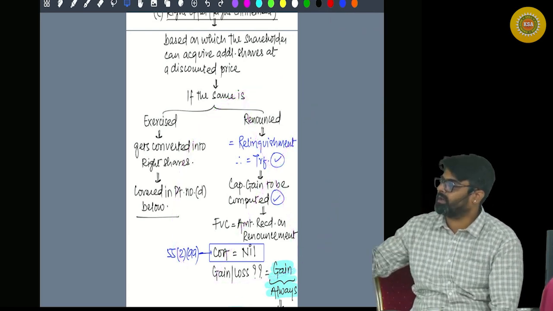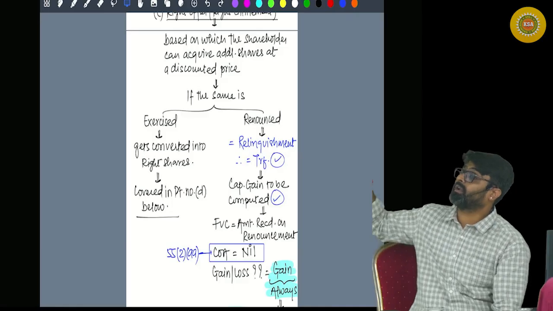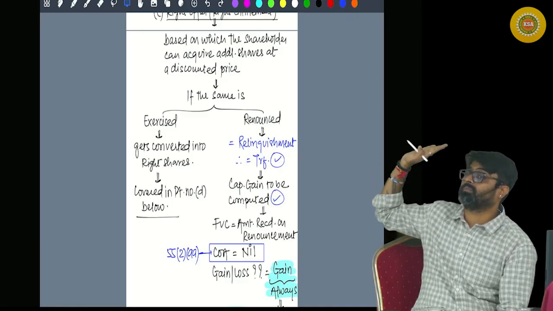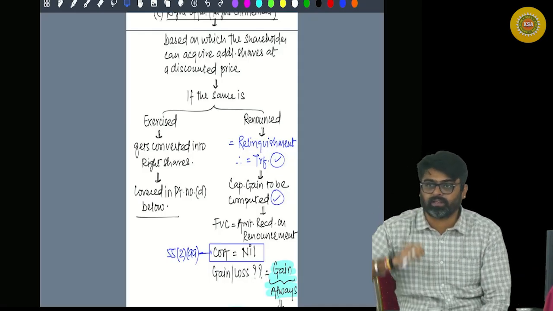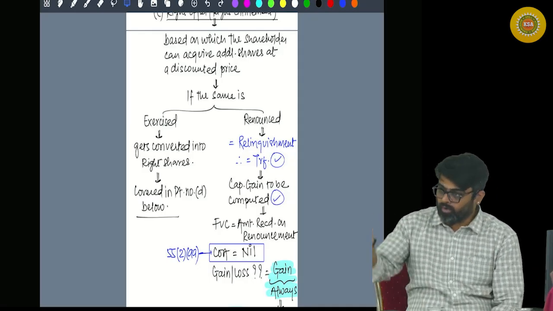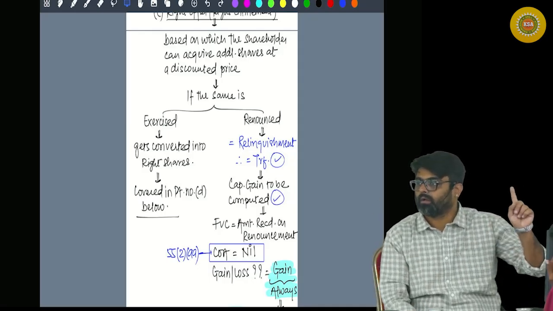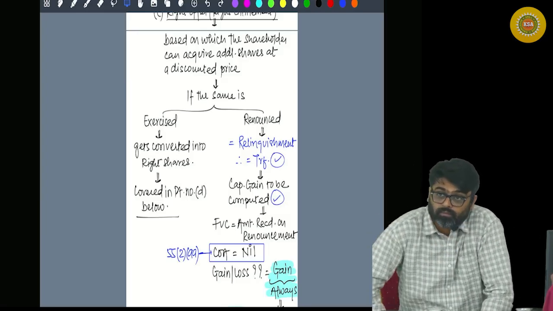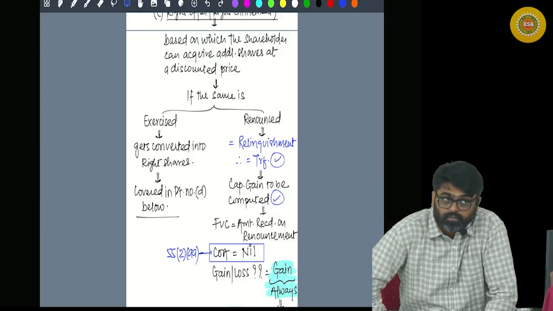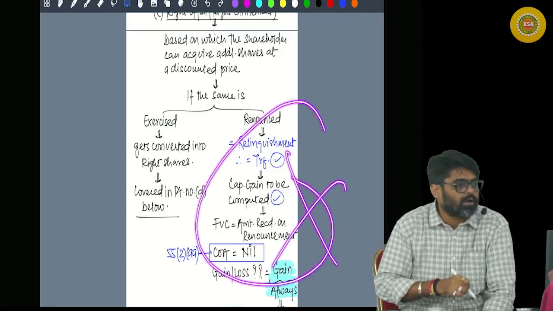Because this calculation will come only after you renounce the right in favor of some non-shareholder. Are you renouncing the right or yourself exercising the right? Are you giving the right to someone, or are you having the right and buying the right shares on your own? So this calculation is not going to come now.